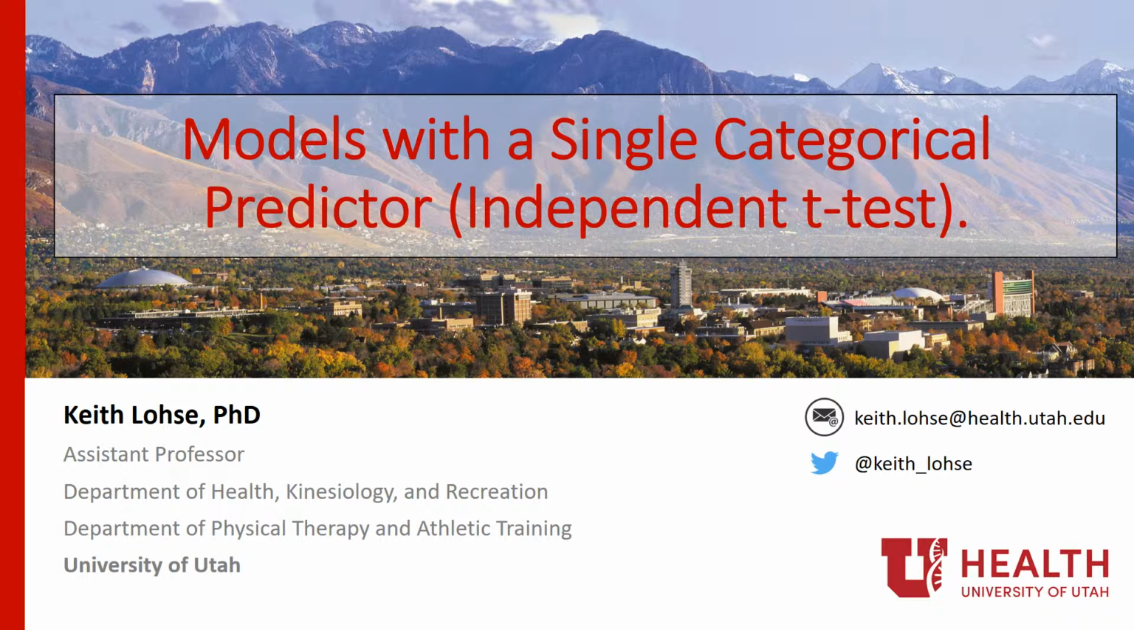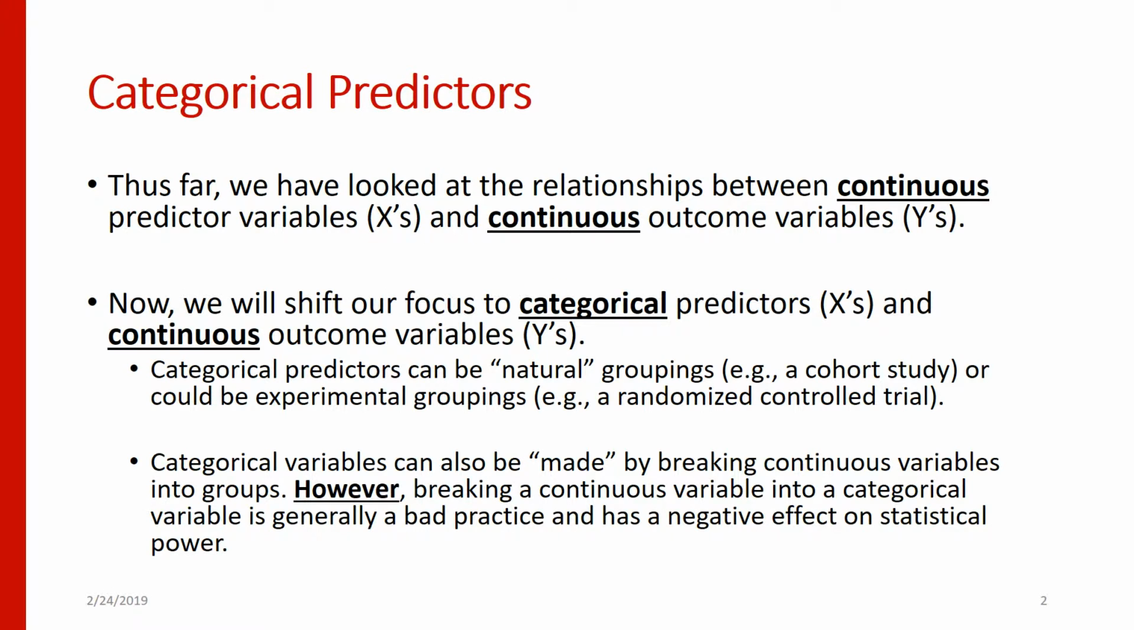But in general, what we're going to be looking at in this module and over a series of videos is understanding how we can represent categorical information in the general linear model, how we're going to actually get regression outputs that explain our data, and how we can draw statistical inferences from those regression outputs. So thus far, we've looked at relationships between continuous predictor variables and continuous outcome variables. But now we're going to shift our focus to categorical predictors and continuous outcomes.